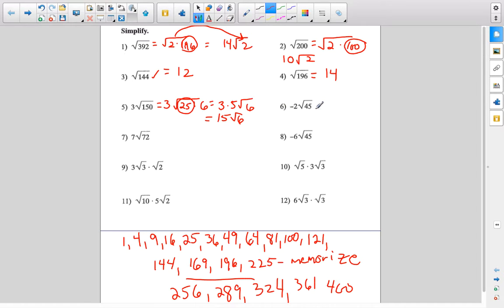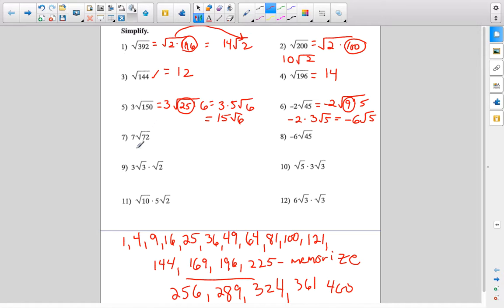Okay, number 6 is similar that way. I have a negative 2 out in front, and 45 is the same as 9 times 5. And the reason I write 9 times 5 is 9 is a perfect square. The square root of 9 is 3, so I bring it out and multiply it times the negative 2. So I have negative 2 times 3, and then the radical sign, and then the 5. 5 has to stay in. So negative 2 times 3 is negative 6, the radical sign, and the 5.